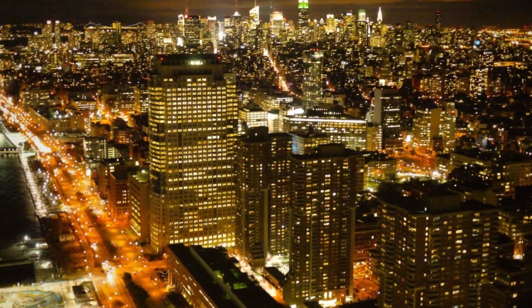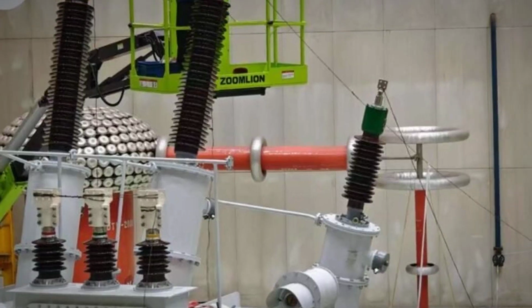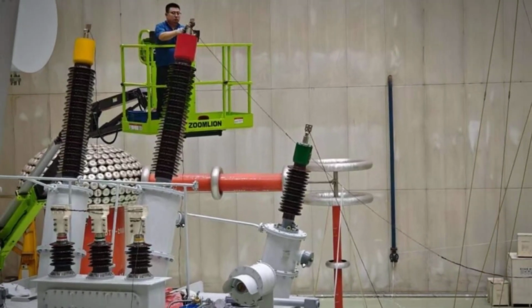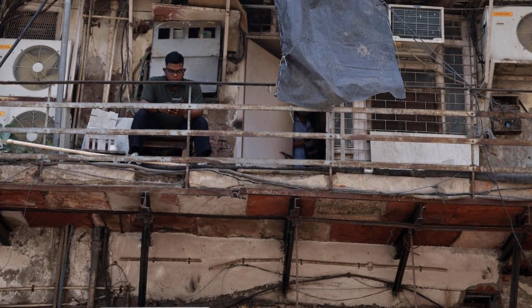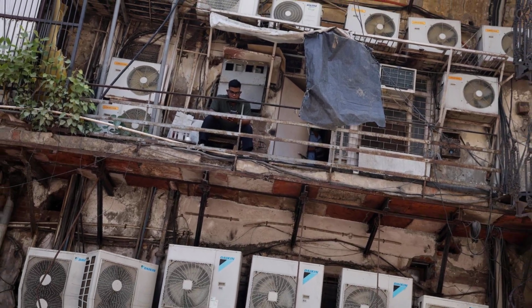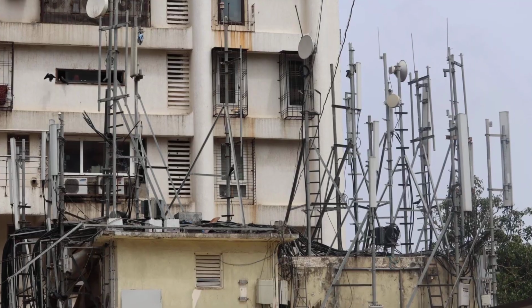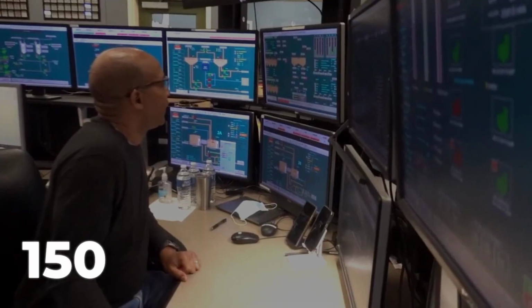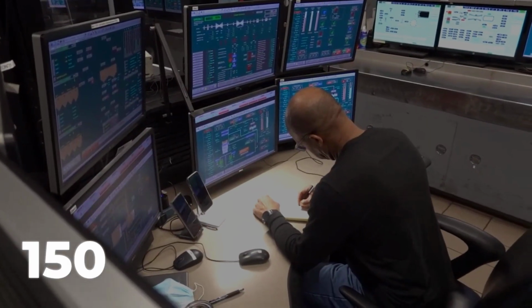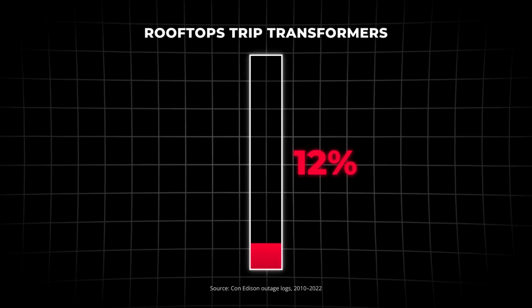Electrical grids face similar strain. A 40-story building's 500 kilovolt ampere transformer is sized for legal demand, but each rooftop addition, such as air conditioners, lights, and appliances, can draw 30 kilowatts. Clusters of these units can push demand up by 150 kilowatts, nearing the transformer's threshold. Utility records in New York show transformer trips rising 12% in buildings with illegal rooftop conversions.